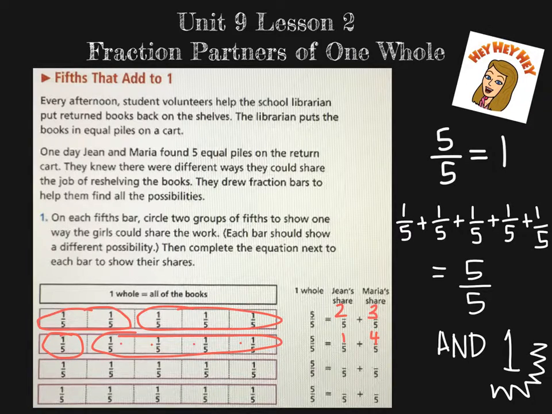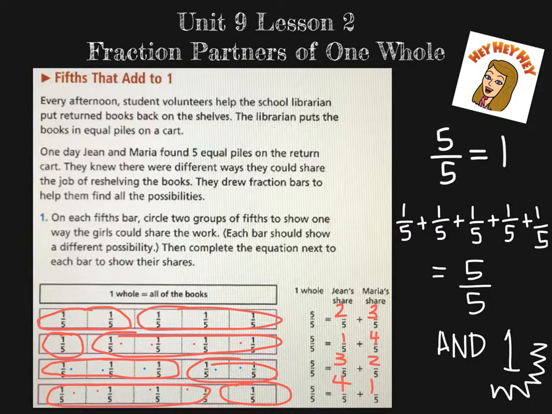Another possibility then would be to do 3 fifths first, and then 2 fifths, which would still be 5 fifths, or one whole. You'll notice that as I'm circling them, I'm counting them up. So to show you, that was 1, 2, 3 fifths, and 1, 2 fifths in the second group. And then finally, another group that I could do would be doing 4 of these books right away. 1, 2, 3, 4 fifths, plus the last one, 1/5.